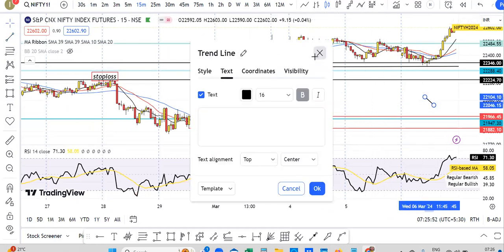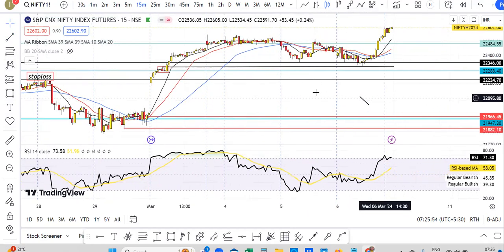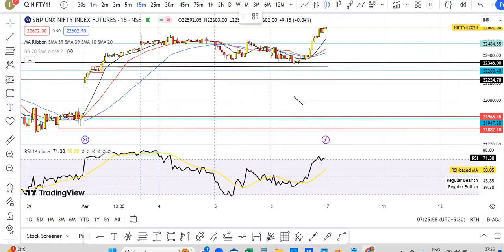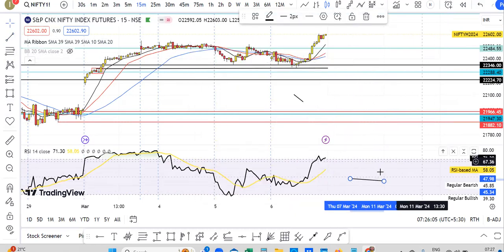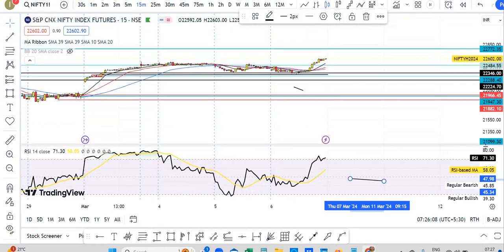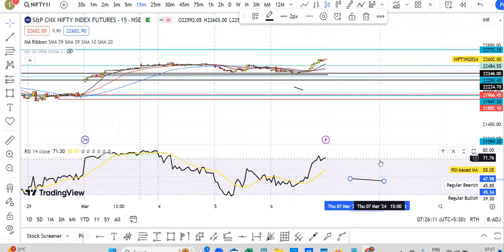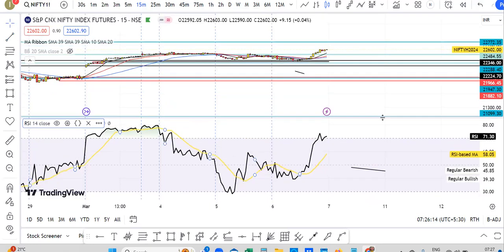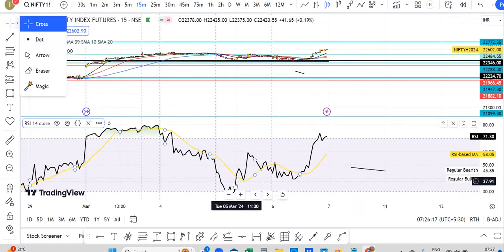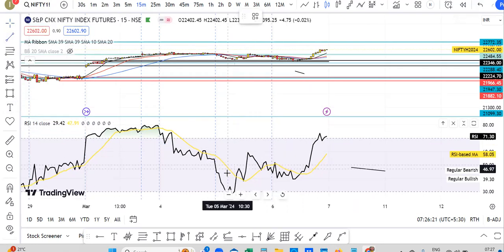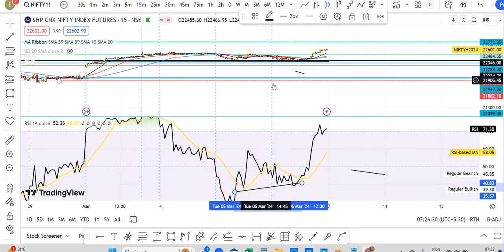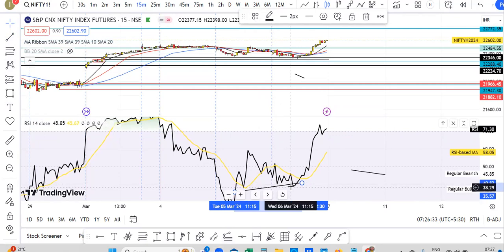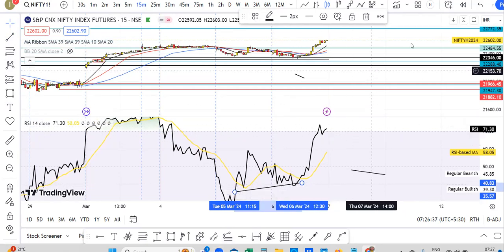Sorry, 1 minute. This type of price action. You can see I'm not able to draw because of 1 minute. Let me draw this. You can see price is making a lower low and RSI is making a divergence. Price is making a lower low, RSI is making a lower high. So let me reset that.